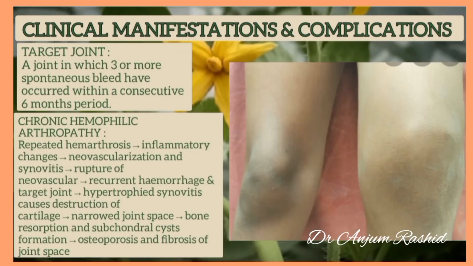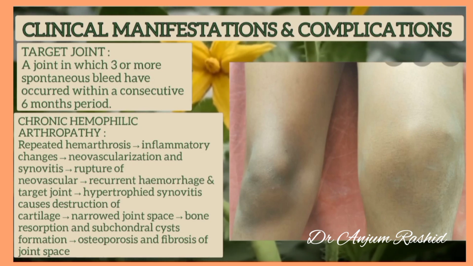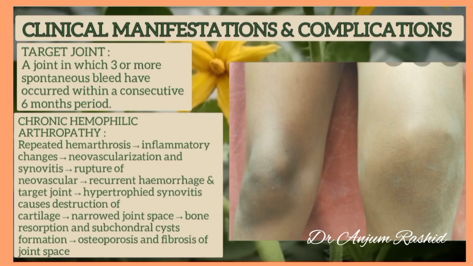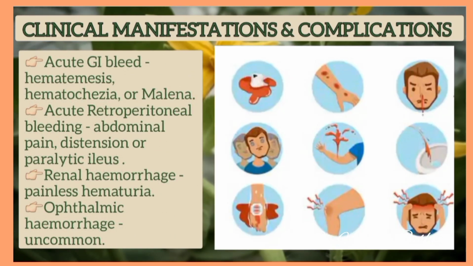Now, in hemophilic patients, a target joint can develop. It is a joint in which 3 or more spontaneous bleeds have occurred within a consecutive 6 months period. Now, here are some other complications. There may be hematemesis, hematochezia or melena because of acute gastrointestinal bleeding. There may be acute retroperitoneal bleeding which presents as abdominal pain, abdominal distension or paralytic ileus. Now, there may be renal hemorrhage which presents as painless hematuria. However, ophthalmic hemorrhage is rare.